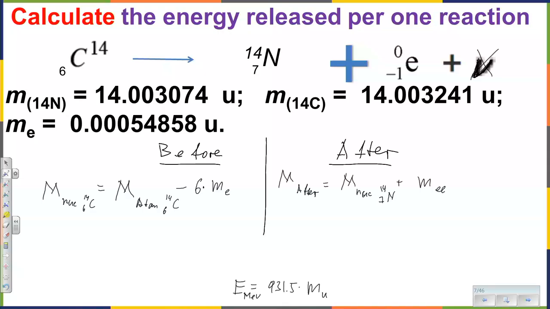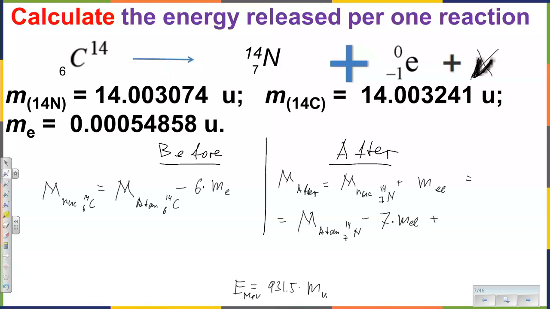After, it has two parts. We should use the nuclear mass of this element, and we need the mass of that particle, which we call electron. So what's the next step? The nuclear mass is equal to the atomic mass of the same element minus the total mass of all electrons circling the nucleus.